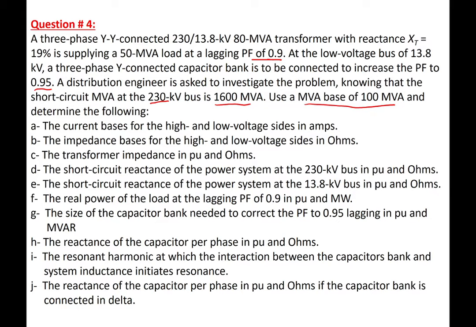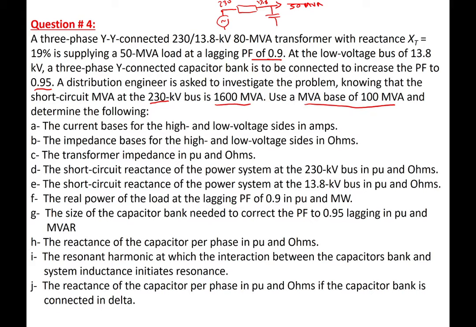So let me sketch a simple circuit for this one so that everything will be clear. Over here we have a source. We have over here a transformer, and over here we are feeding a 50 megavolt ampere load, and over here we connect the capacitor bank. The voltage over here is 230 kilovolt. The voltage over here is 13.8.